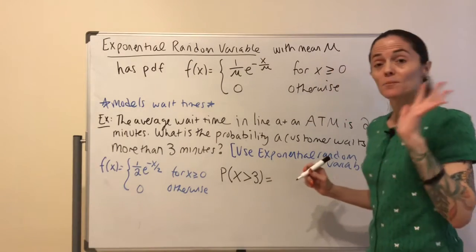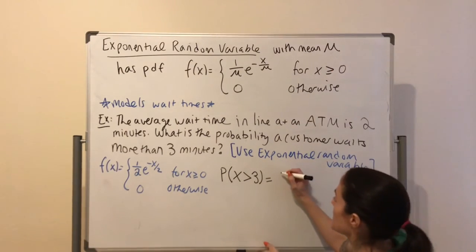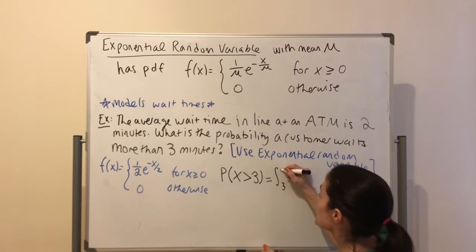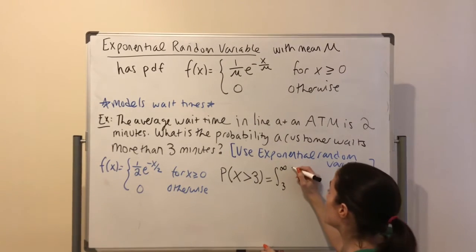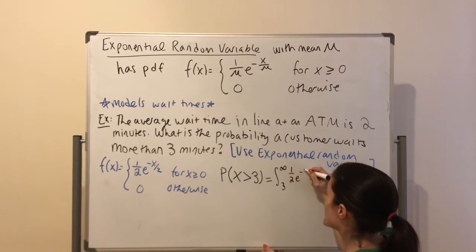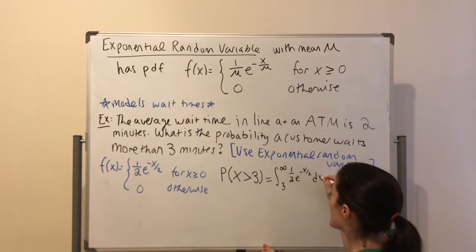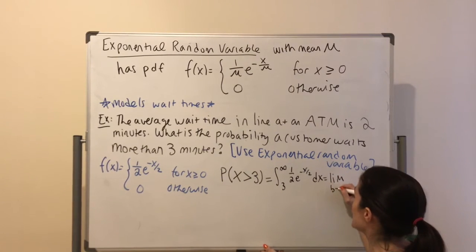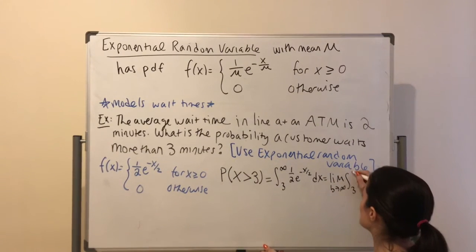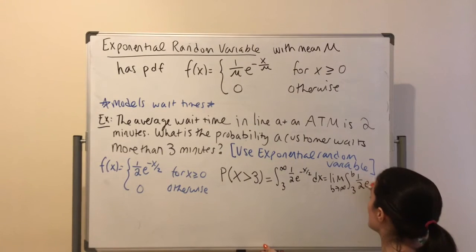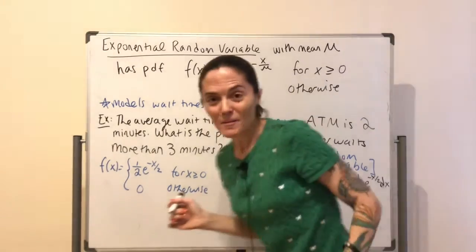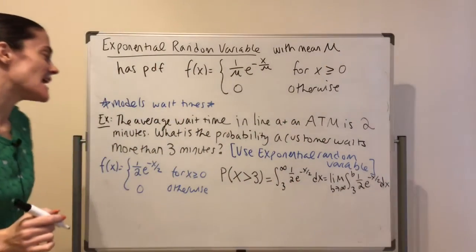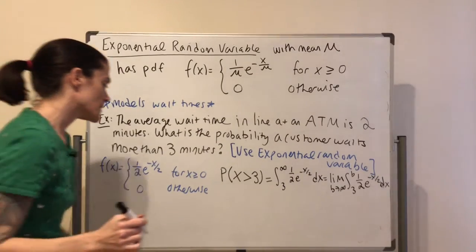This would be an improper integral. So this would be an integral from 3 to infinity of 1/2 e to the minus x over 2 dx, okay, which is a limit as b goes to infinity of the integral 3 to b of 1/2 e to the minus x over 2 dx. Ooh, we're running out of space. Let me move. I'm probably blocking it also like this. Now, how do we calculate this integral?